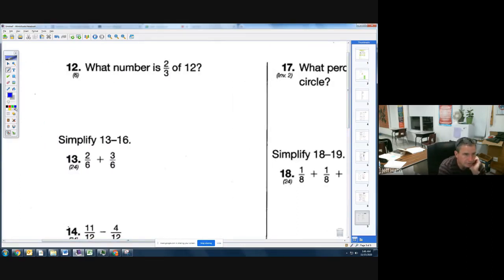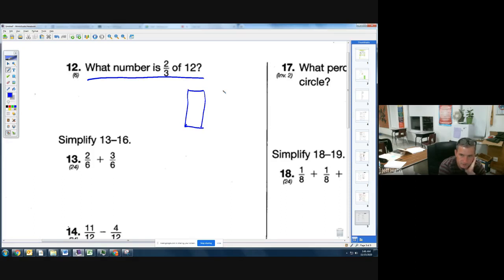Problem number 12. What number is 2/3 of 12? And as you have been told multiple times, it's kind of a fraction story problem. The word "of" means multiply, but we're going to look at it like this. You should draw a rectangle.